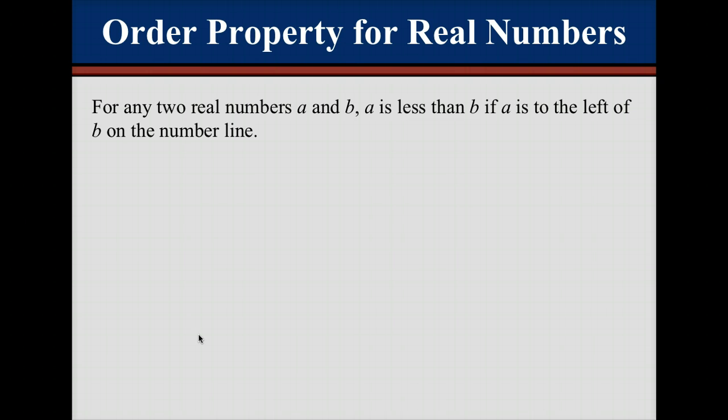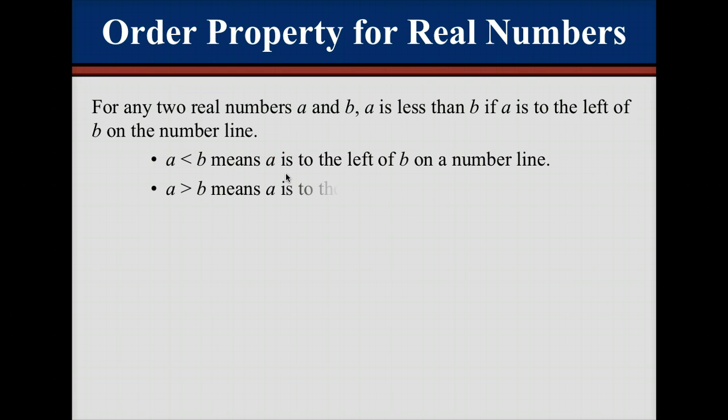For any two real numbers, A and B, A is less than B if A is to the left of B on the number line. So notice it's pointing to the smaller number, so that means A is to the left of B on the number line. Here, this means that A is to the right of B on the number line.